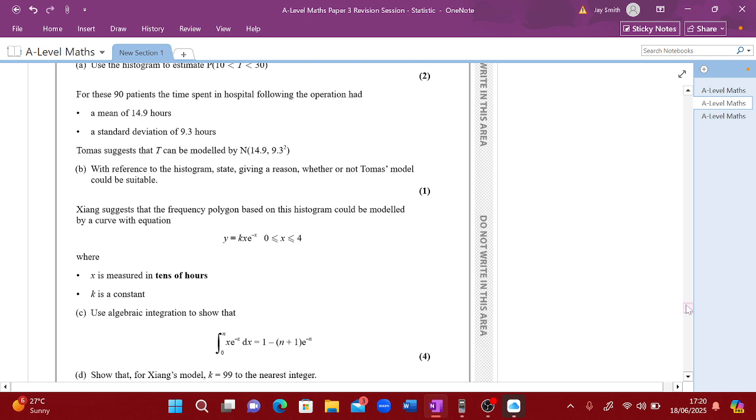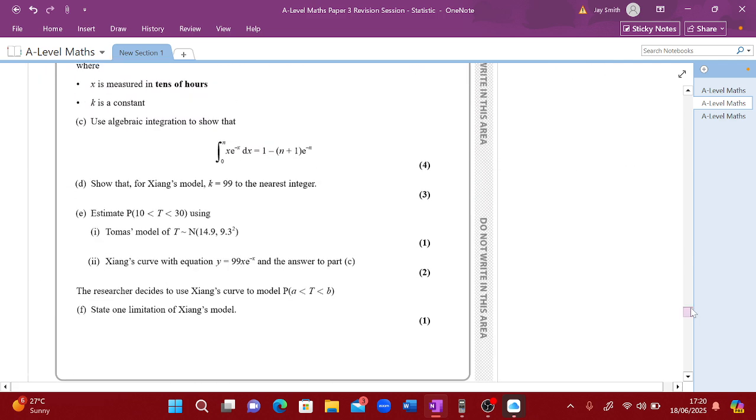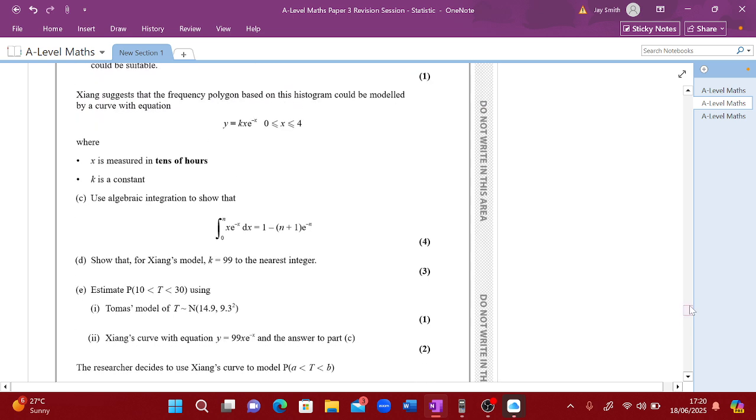Chang suggests that the frequency polygon based on the histogram could be modelled by the curve of equation. So that's what I drew there, the frequency polygon, like the midpoints of all the gaps. He's saying basically the curve, instead of a normal curve, the frequency polygon, if you draw the midpoints of the bars at the top, is now going to be this instead.